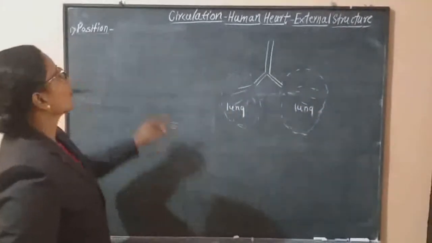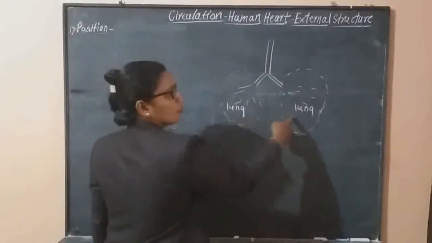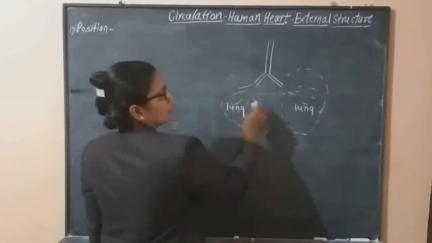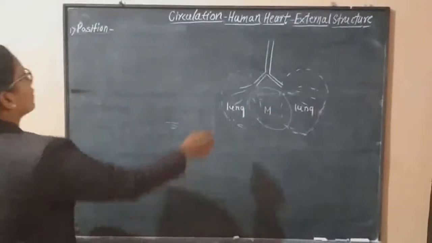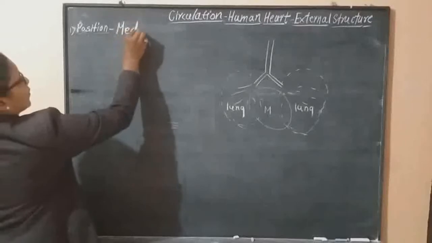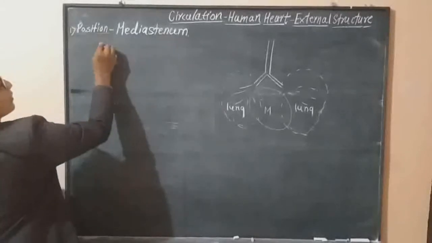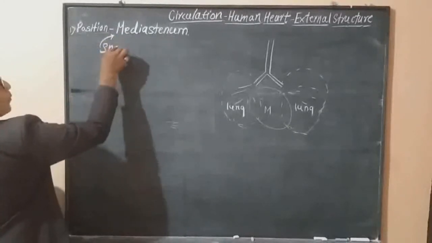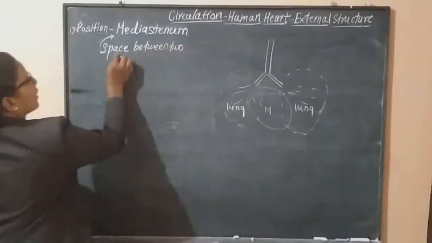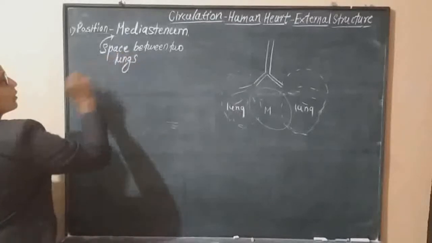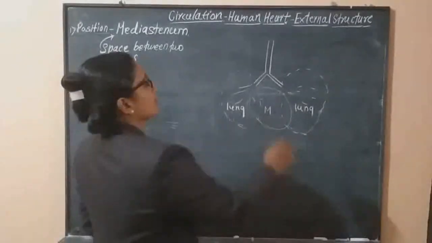Now the human heart is present in between these two lungs. This space in between the two lungs is called the mediastinum. What is mediastinum? Mediastinum means the space between two lungs in the thoracic cavity, and in this mediastinum the human heart is present.